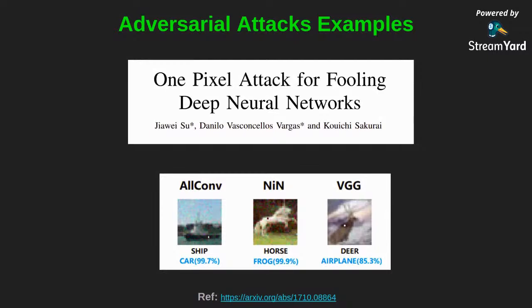This is another example of an adversarial learning attack, where the objective is to change just one pixel inside the image. Obviously, this is a very small neural network. You can see that the first image represents a ship. But after changing just one pixel inside that image, it was predicted as a car by the target neural network. These are some examples of performing a one pixel attack.